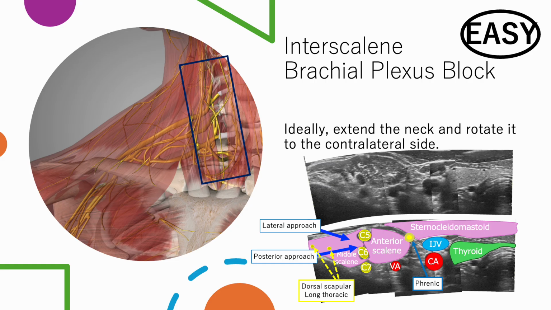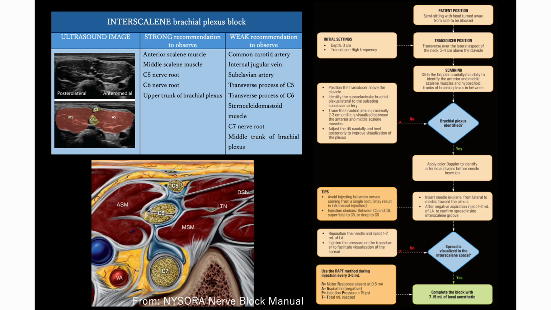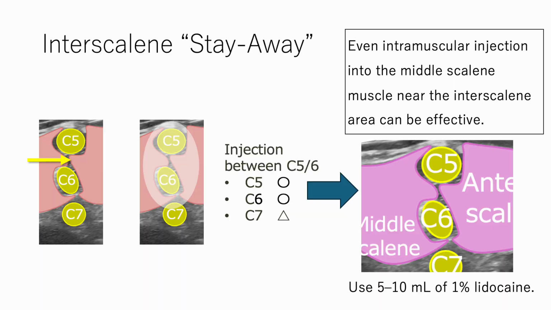So, let's move on to the interscalene block. This is considered one of the simpler Plan A blocks in regional anesthesia. In trauma and emergency care, it's often used before reducing a shoulder dislocation. Here, I'll show you a flowchart of what to check before performing the interscalene block, and then the actual steps of the block itself. Now, let me explain that stay away technique for the interscalene block.